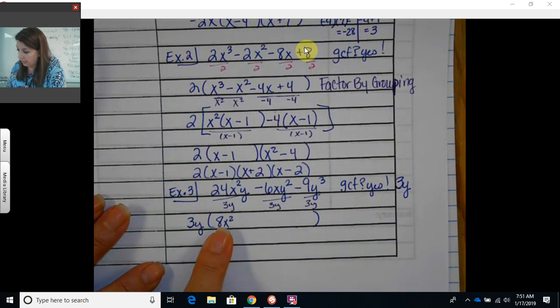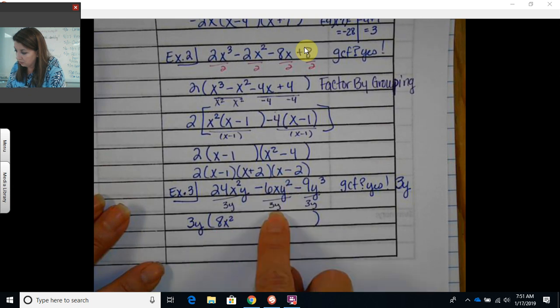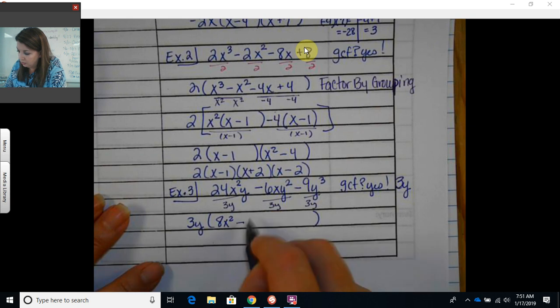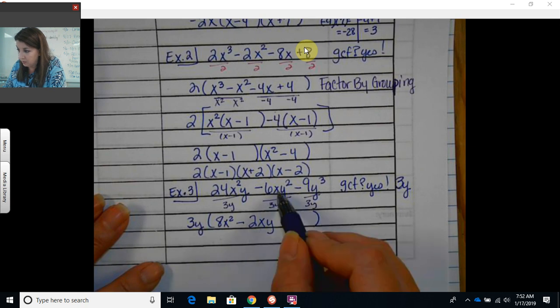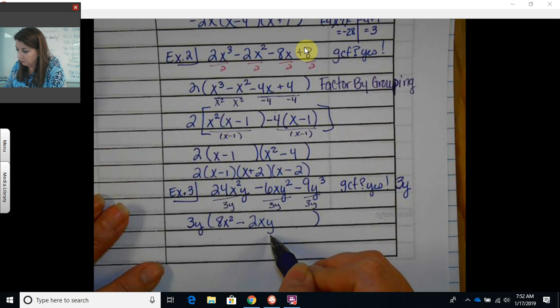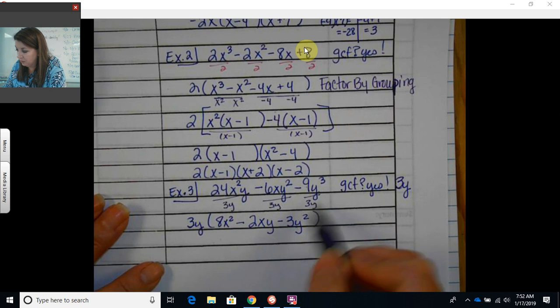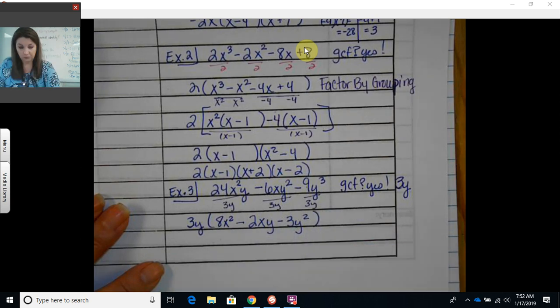All right, over here, what do I get when I divide these two terms? What's my sign? So minus 2xy. Negative 6 divided by 3 is negative 2. X, I didn't take any x's out, so it's going to say y squared divided by y is y. How about when I divide my last term? Minus 3y squared. Negative 9 divided by 3 is negative 3. Y cubed divided by y is y squared. Okay?